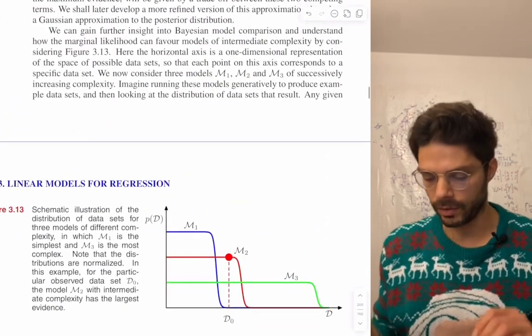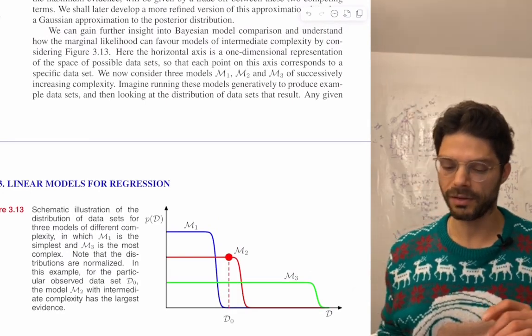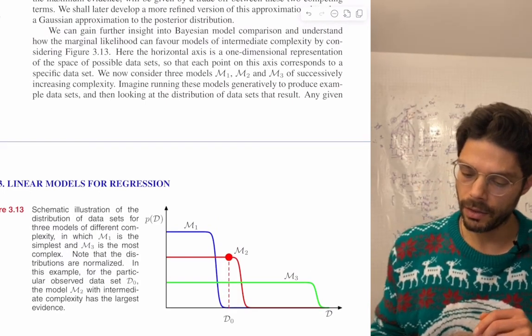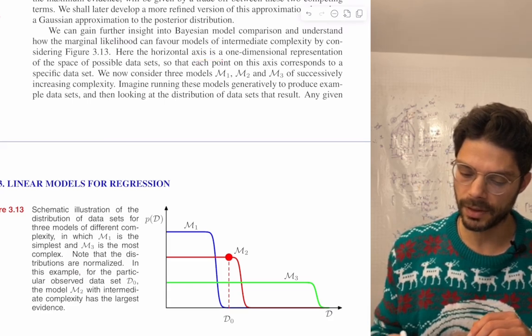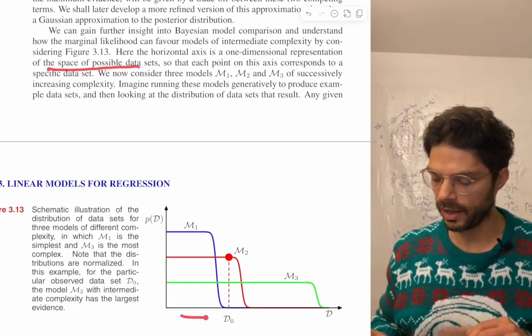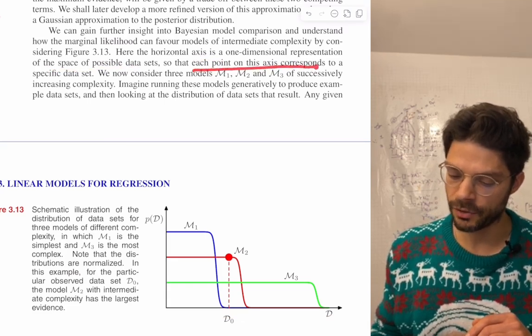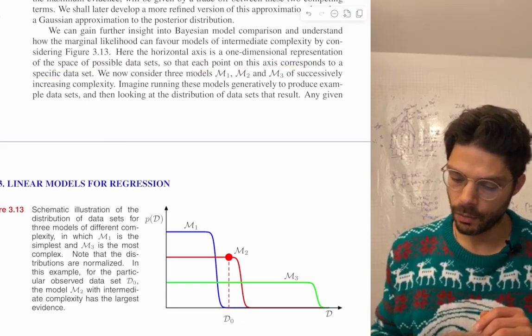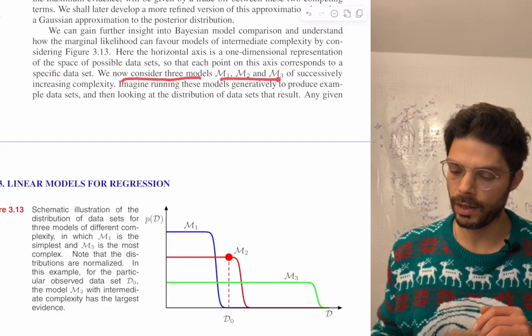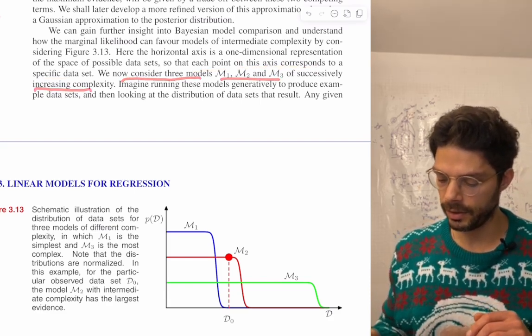Yeah, this is another one of these cartoon figures, which again I think is still useful to look at. Here the horizontal axis is a one-dimensional representation of the space of possible data sets, so that each point on this axis corresponds to a specific data set. We now consider three models, M1 to M3, of successively increasing complexity.